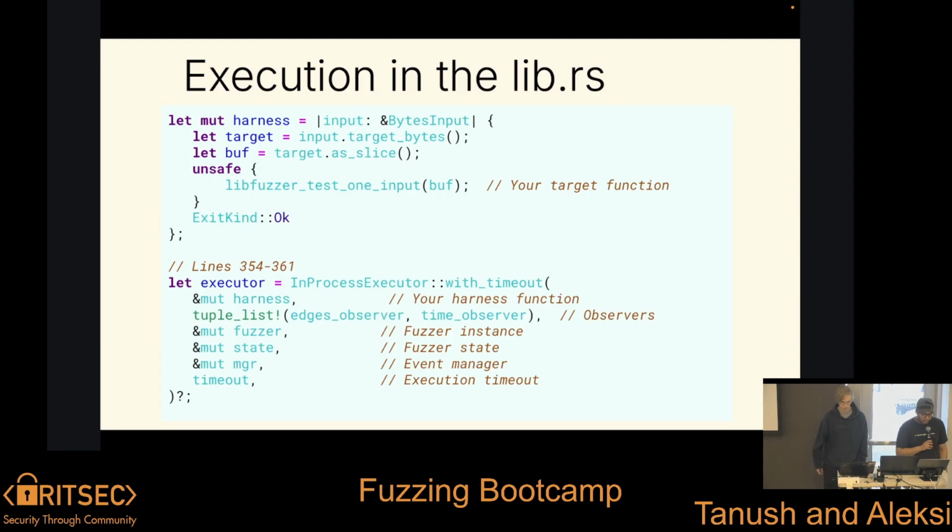Execution in libafl. This is how you're going to handle providing input to your harness. So you have your target, you have your buffer, and then your global variable libfuzzer test input 1. This is going to send data to your harness and get back to you, and then you're going to have your states, your instances, the event manager, the execution timeout. All of this is the result of that execution, and it's your executor, and you can continue to run the executor indefinitely, obviously, as it goes with fuzzers.